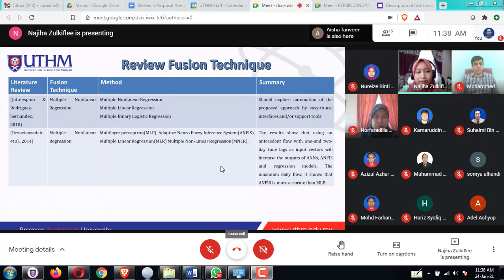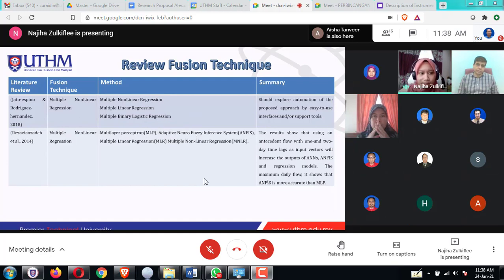And lastly, multiple nonlinear regression. But multiple nonlinear regression is quite unfamiliar being used for weather forecasting. But based on Rezanzadeh, the results show that by applying ANFIS is more accurate in maximum daily flow.